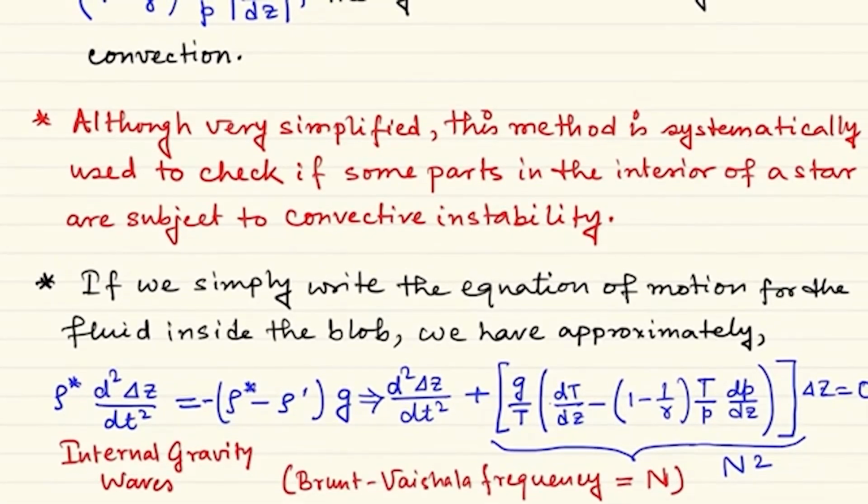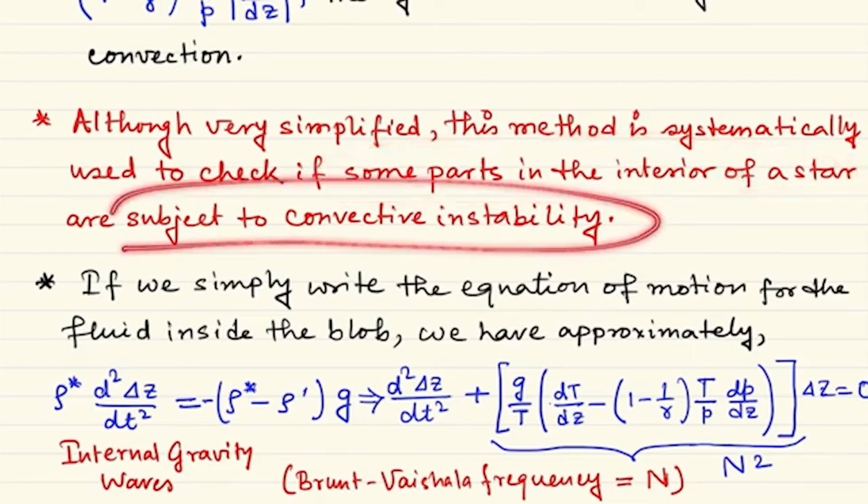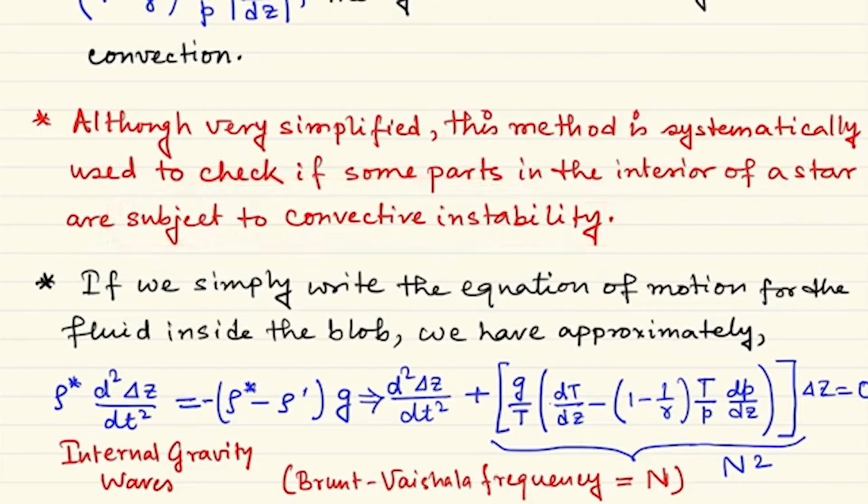Okay. Although our system analysis is very much simplified, and we have not systematically written the equations of dynamics, at the end our method gives a conclusion which is quite intuitive. And believe me, this type of method is actually used to systematically check whether some parts in the interior of a star, for example the sun, are subject to convective instability or not. This type of simplified treatment.